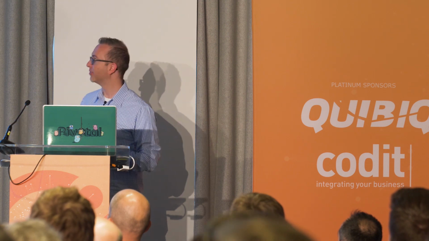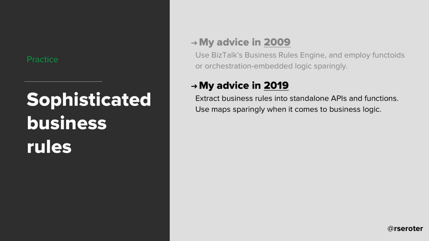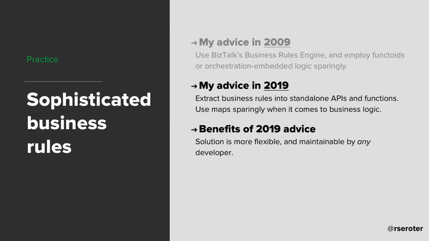So now my advice would be, look, all that business logic should be in things like APIs, should be in functions, should be in separate version-controlled, continuously delivered components. And I shouldn't be doing a ton of logic when it comes to maps. Maps should be for transformation, not making complex decisions. The benefit here is the flexibility and the fact that any developer can do this. I don't need some sort of expert who has everything on their desktop to load the business rules engine, which was somehow promised to be a business analyst tool. I don't think any business analyst ever used it.